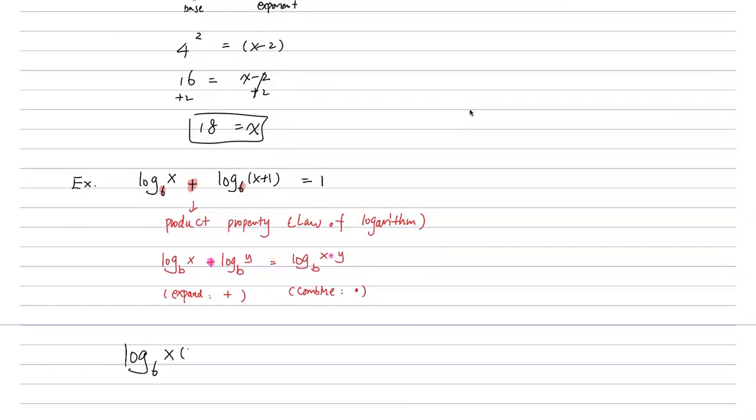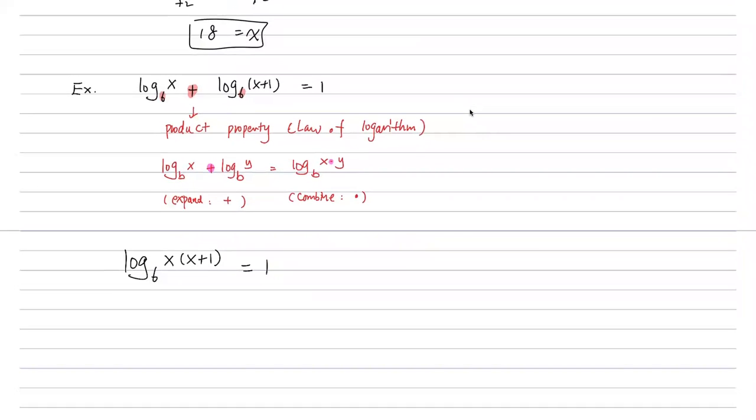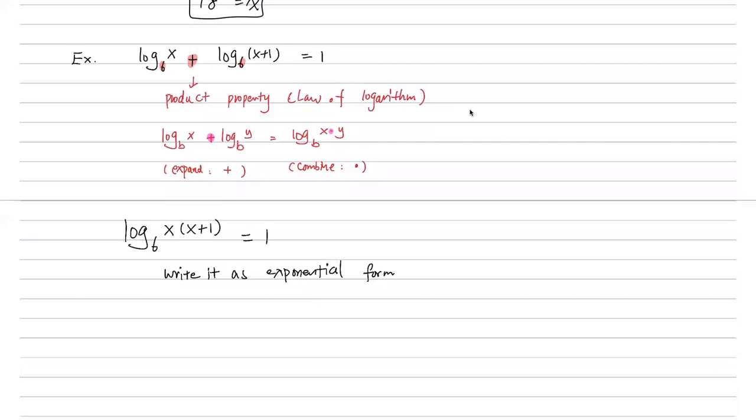So in this case, I can just combine them into log base 6 of x times x plus 1, equal to 1. Once we change them into the same one, we're just going to combine them into one logarithm, and then we can write it as exponential form. Again, my base is 6, my exponent is 1. So I will have 6 to the first power equal to x times x plus 1.